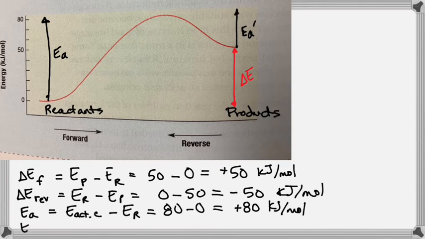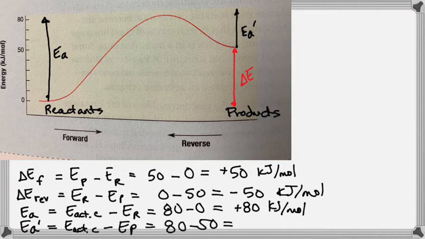And if I look for EA prime, that is the energy of our activated complex minus the energy of the products. So that would be 80 minus 50, which will give us a positive 30 kilojoules per mole. So that is this particular one.